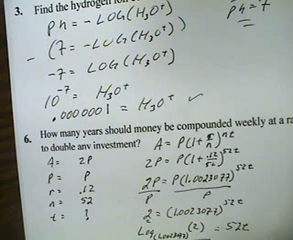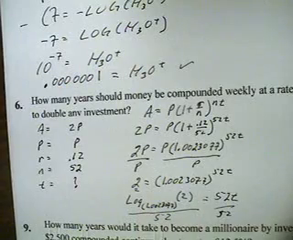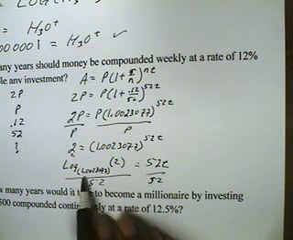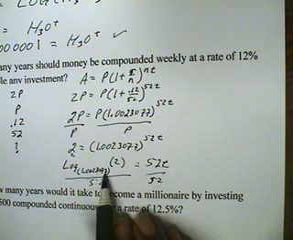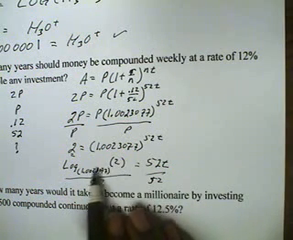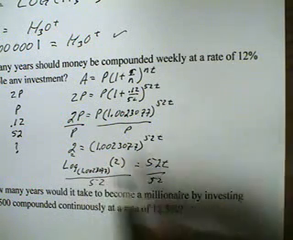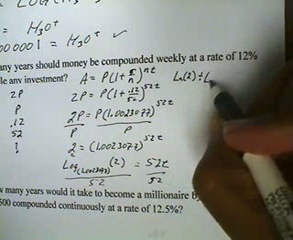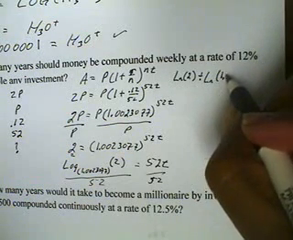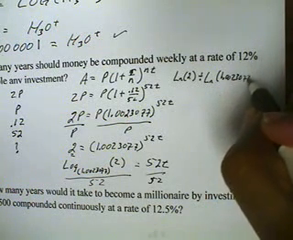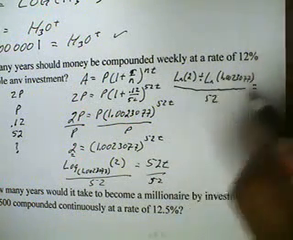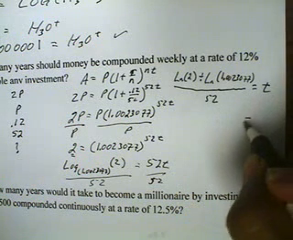Lastly, I want to divide everything by 52, and this will get my T by itself. Alright, so what we have here is a log with this base 1.00230777 of 2. Using my change of base formula, I will take the natural log of 2 divided by the natural log of the base 1.0023077, and I'll divide that answer by 52, and that'll be my time.